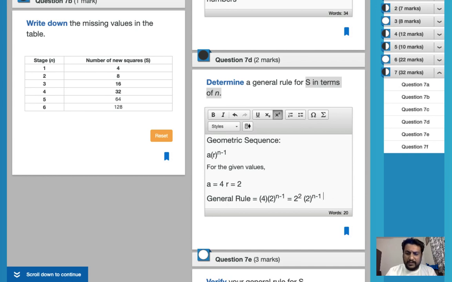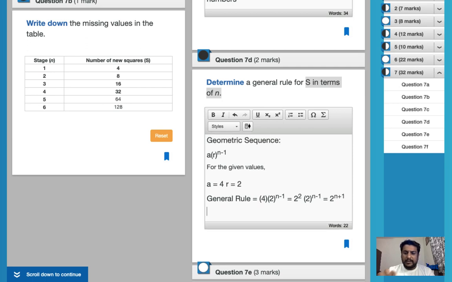Further I can simplify this. We know when the bases are the same, in case of multiplication, the powers add. So using the laws of exponents, this will give me 2 to the power n minus 1 plus 2, so it would be n plus 1. Now if I substitute n equals 1 over here, what do I get? 2 to the power 2, which is 4.